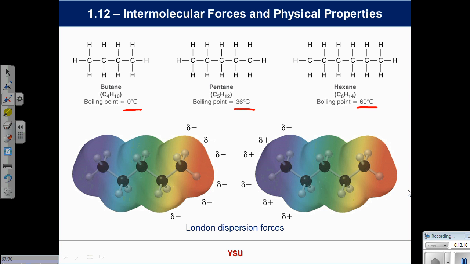Not a big difference. And if those kinds of numbers are turning you off and you're not seeing the differences here, science is all about numbers. Biology is all about differences. You've got to recognize differences and interpret them. So one is 0 degrees. It's a gas at room temperature. The next one is a liquid at room temperature. The next one is a fairly high boiling liquid. And all we're changing here is adding extra carbons.